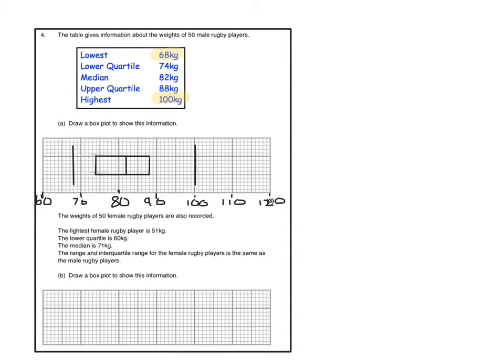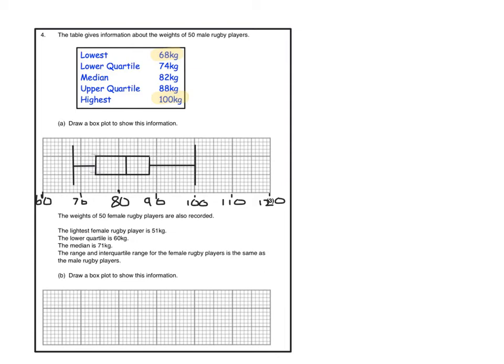And then, it's often called a box and whisker plot, and that's because the end lines are connected by a whisker as well. So connected by a line there. And there you have a box and whisker plot for the male rugby players.